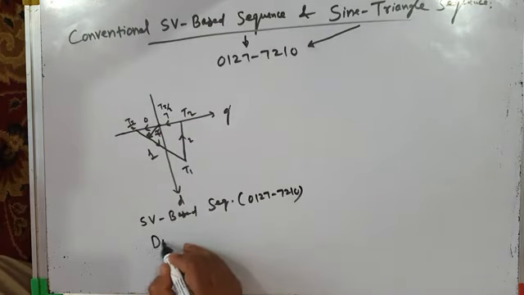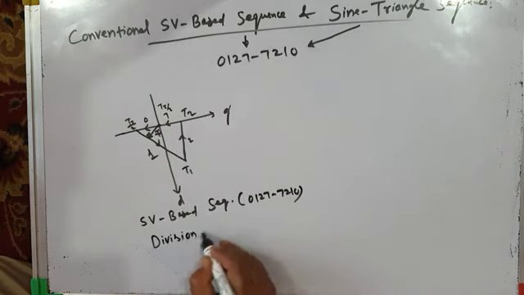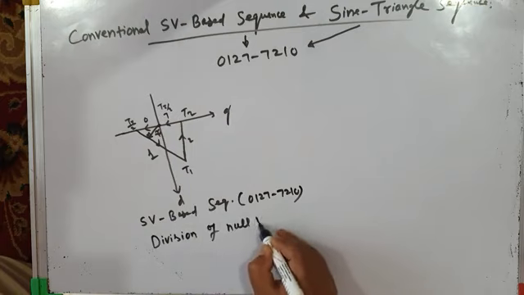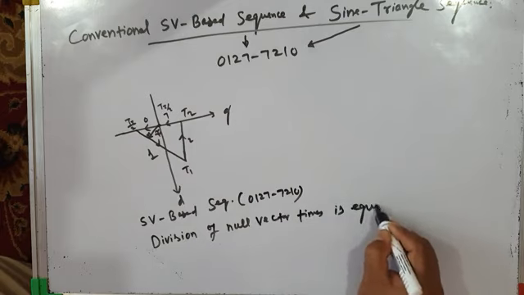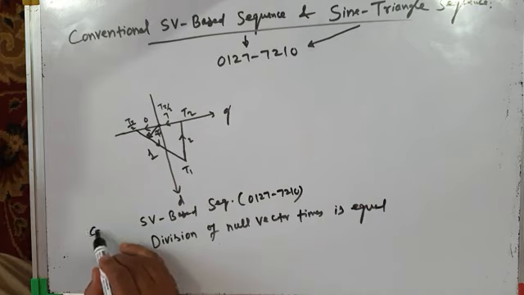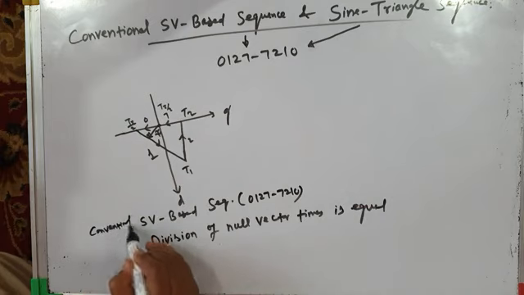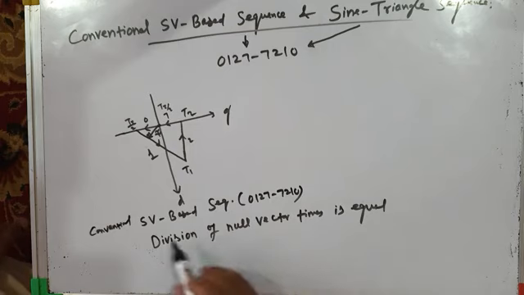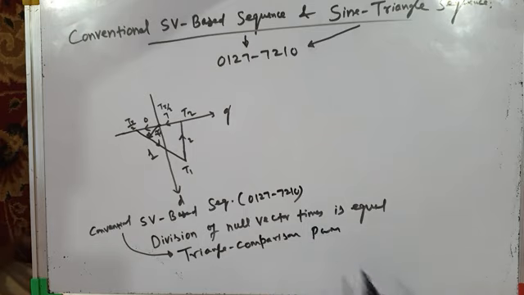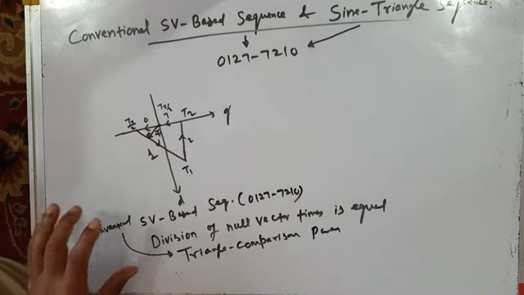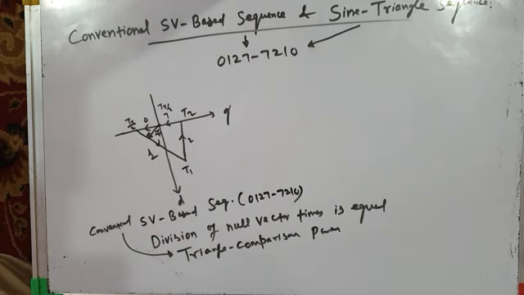So division of null vector time is equal. So this is in conventional space vector based sequence. Or this is also true with triangle comparison PWM technique. Because I told you that conventional space vector based PWM can be implemented using triangle comparison also, in which case we have to add a common mode signal.